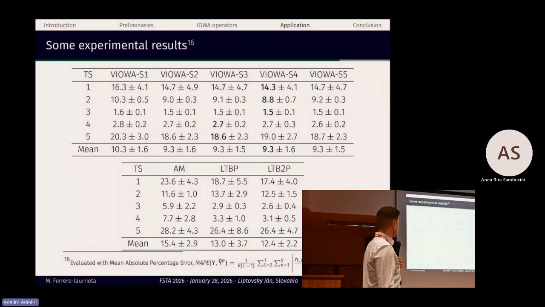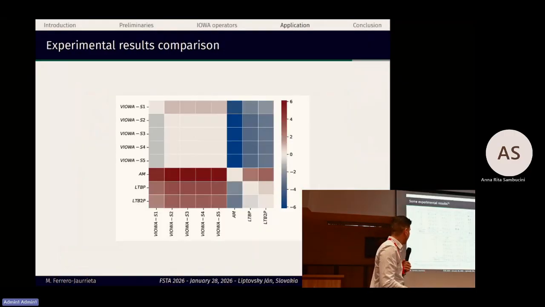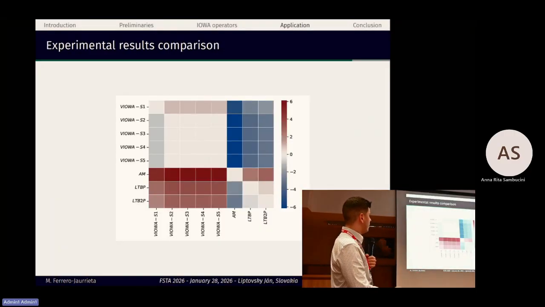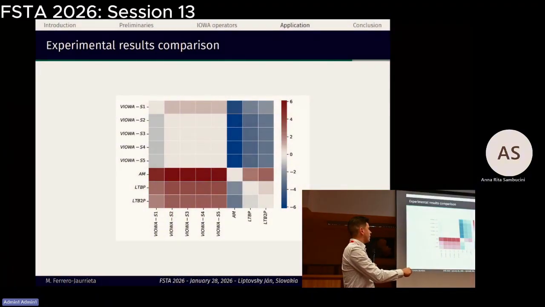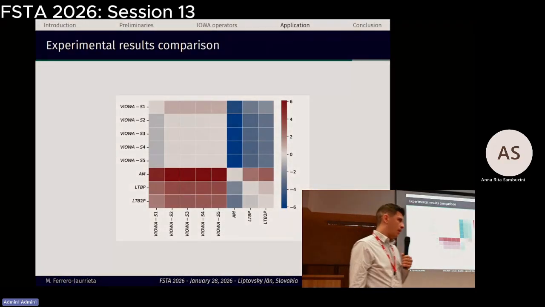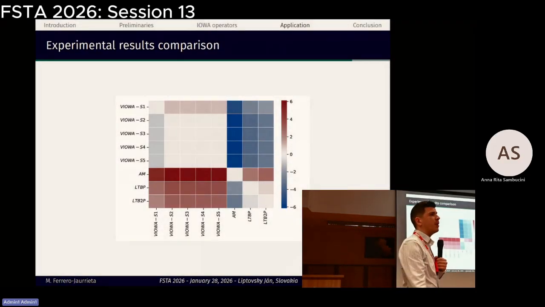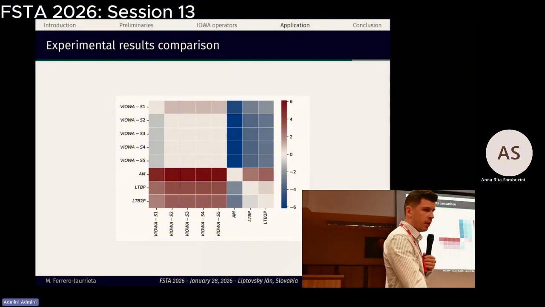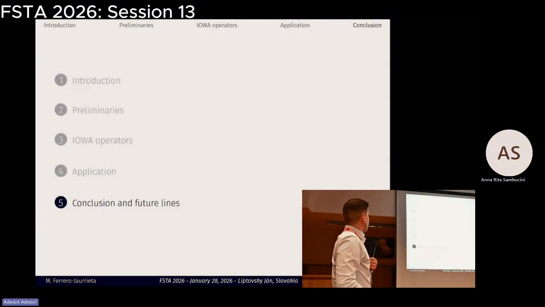And also to show it more graphically, we can see here the difference between each other. We can see that the difference between S2, S3, S4, and S5 is minimal, it's very near to 0. But if we compare their aggregated results with the arithmetic mean or the other functions that we compared with, the percentage error is greater.